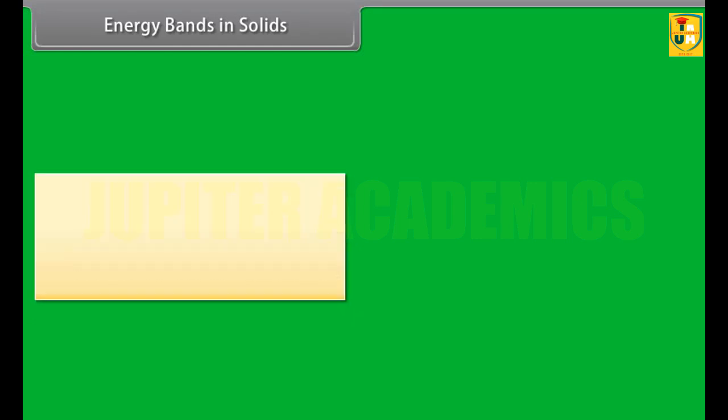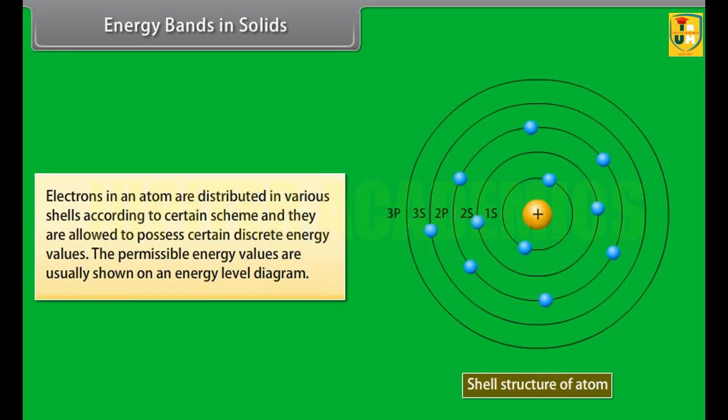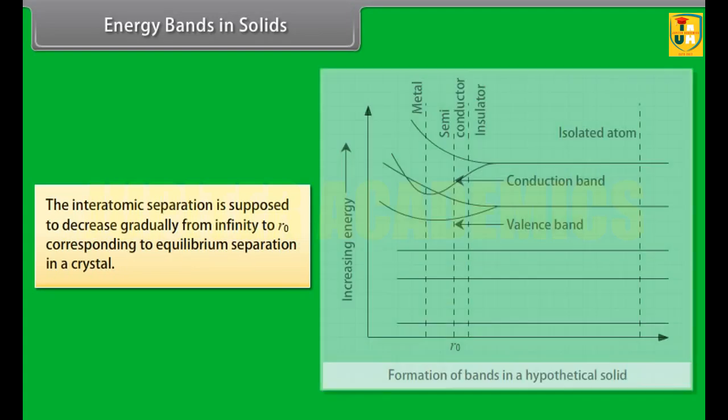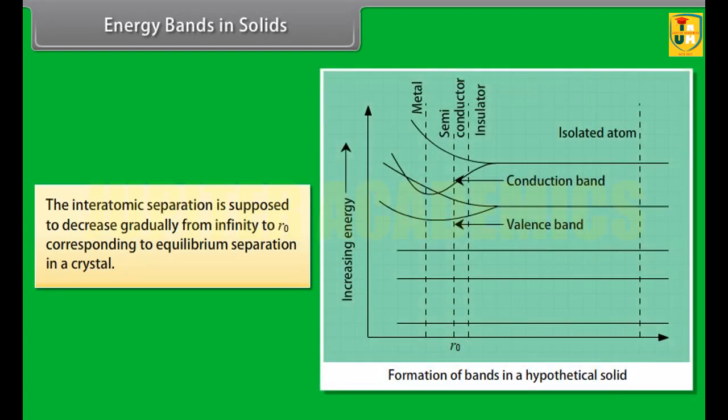Energy bands in solids. Electrons in an atom are distributed in various shells according to a certain scheme and they are allowed to possess certain discrete energy values. The permissible energy values are usually shown on an energy level diagram. We consider the formation of bands for the energy level normally occupied by the valence electrons and the next level above it. The interatomic separation is supposed to decrease gradually from infinity to R naught, corresponding to equilibrium separation in a crystal.